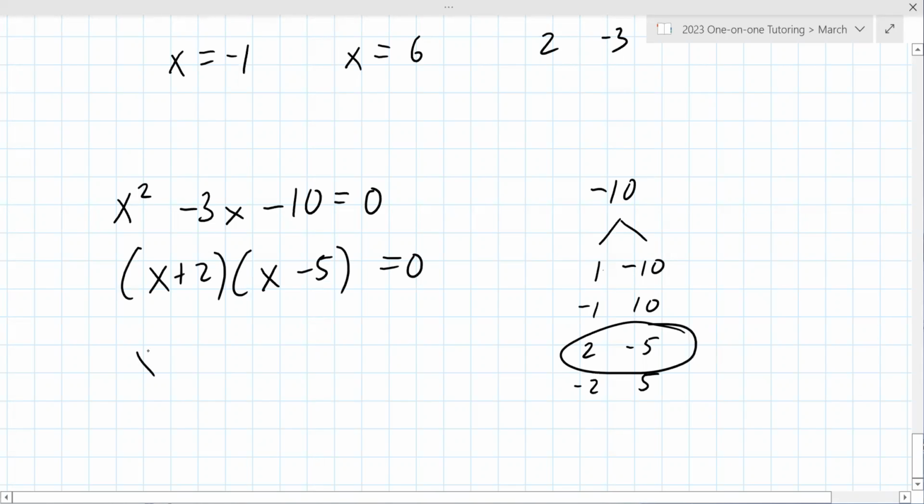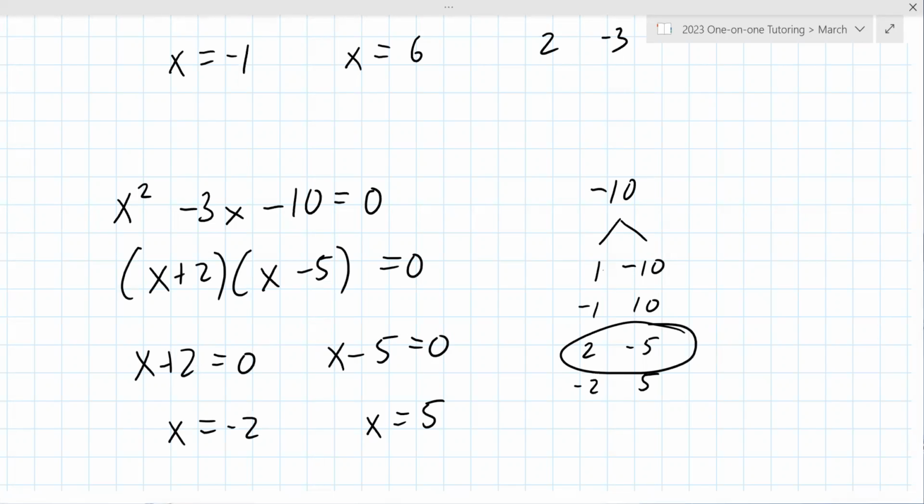All right, so that means x plus 2 equals 0, x minus 5 equals 0. So x is -2, x is 5, like that. Okay, so we do have to stop here for today.